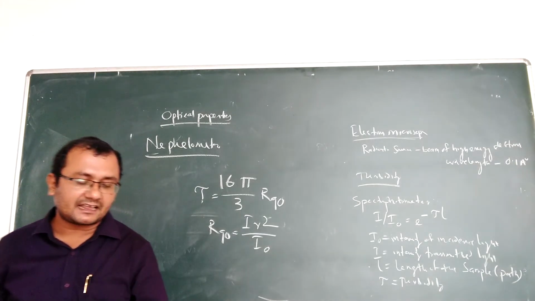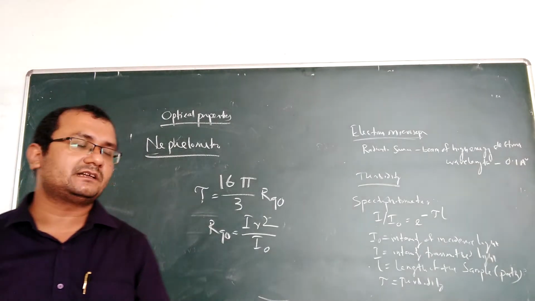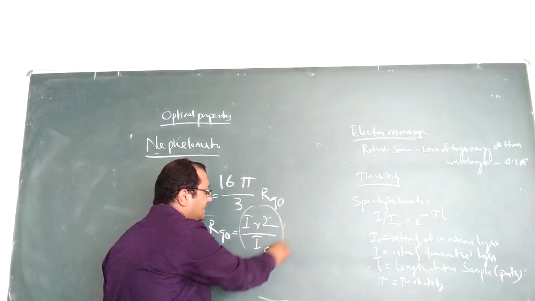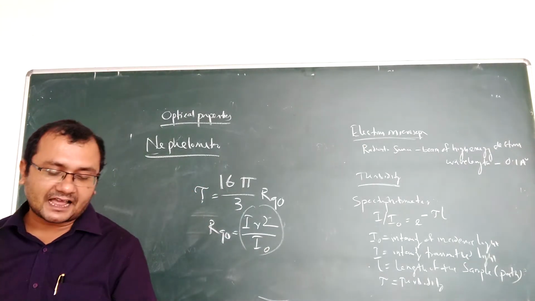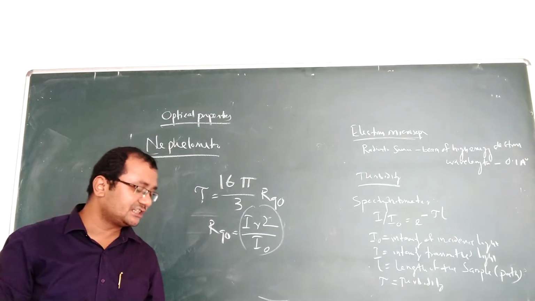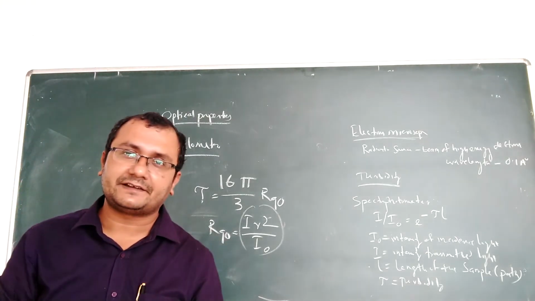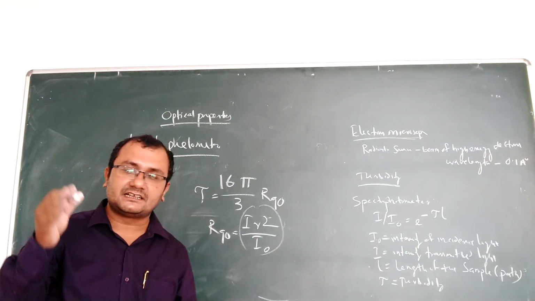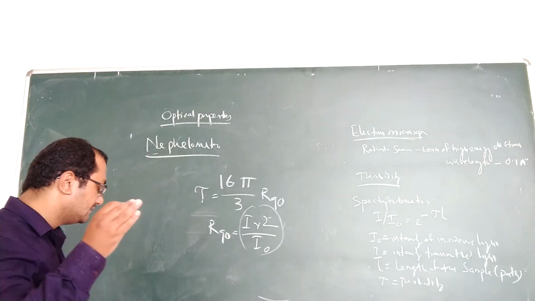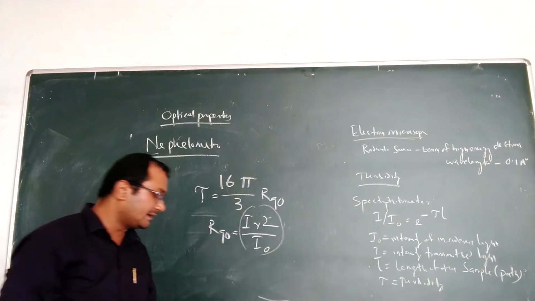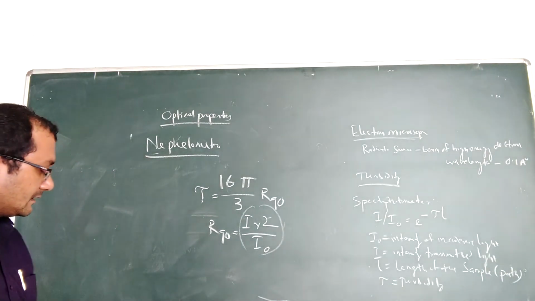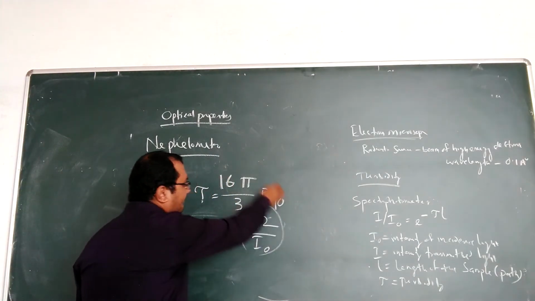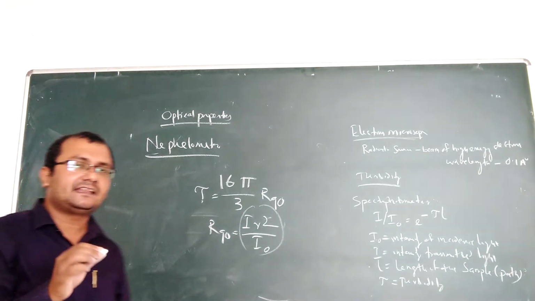R90 is the Rayleigh ratio, and that ratio we can find by using this equation, I R square divided by I0. I means intensity of scattered light. I0 means intensity of the incident light. R is the distance of the scattered particles. Tau means turbidity. So these are the things with which we can find out the turbidity by using the formula.